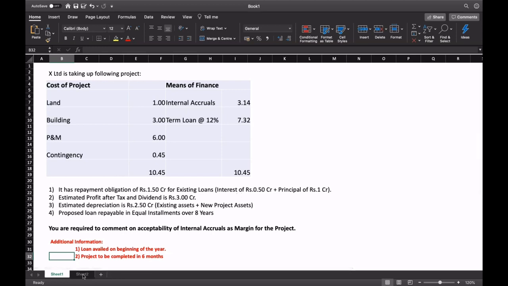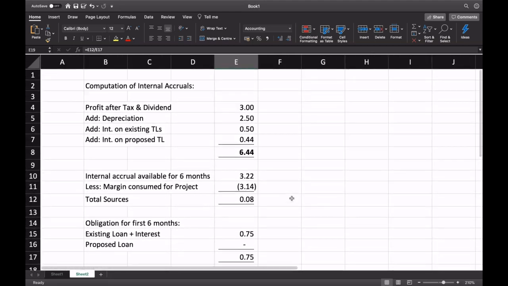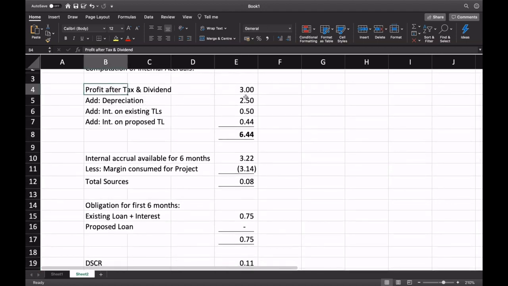So let's look at the calculation. Here we are computing the internal accrual. This is the profit after tax and dividend information which we did. Then we added depreciation, we added interest on existing term loan, we added interest on proposed term loan. So this gave an annual figure of 6.44 crore. This 6.44 crore is the annual cash accrual. But we are more concerned about the first 6 months period when the project is implemented, how they will manage the margin, how they will service their existing loans.